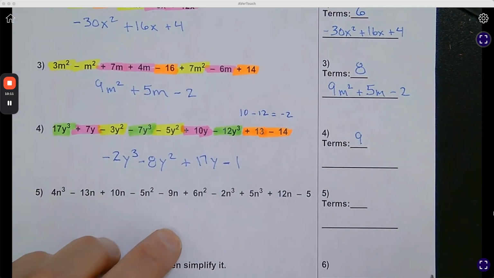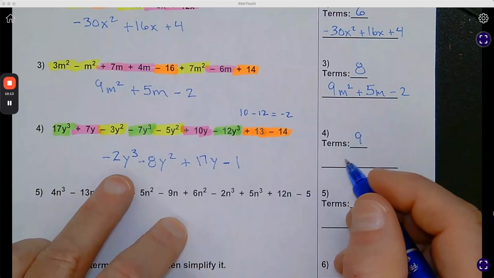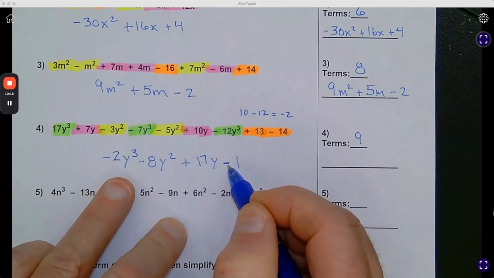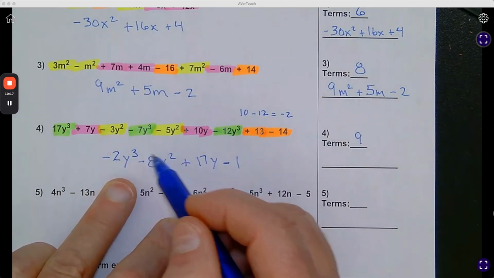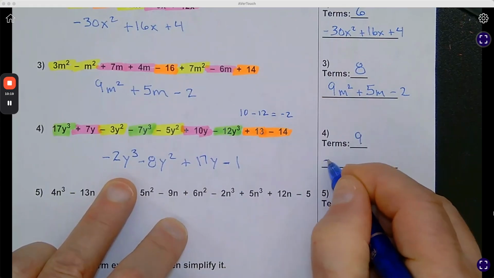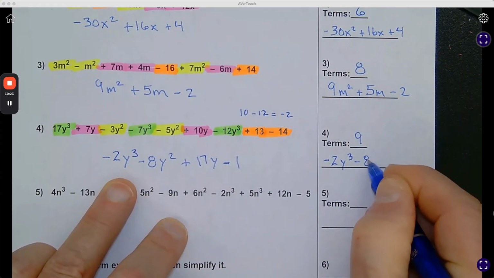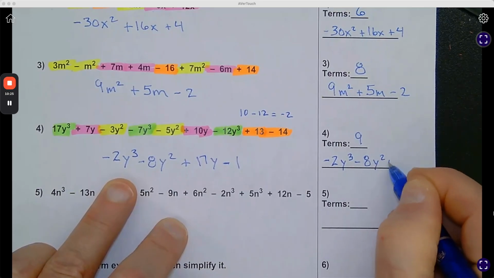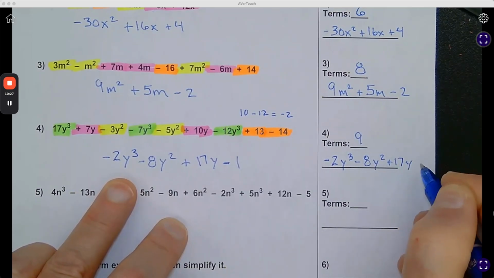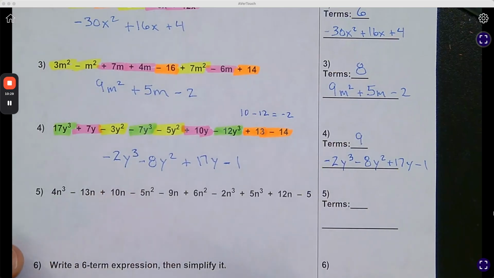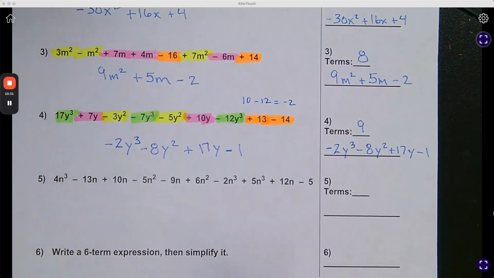Let's write our final answer in standard form. So the only variable is y, so we're going to put it in descending order. So negative 2 y cubed minus 8 y squared plus 17y minus 1. Good job, kiddos. Okay, 2 more to do.